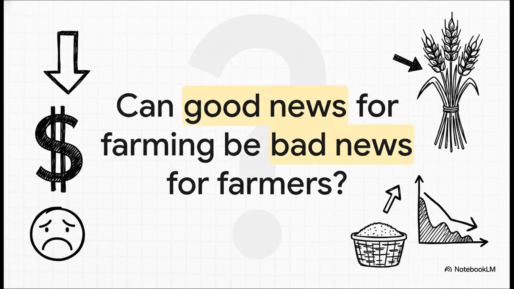So this massive flood of new supply hits an inelastic demand, and what happens? The price completely collapses. The drop in price is so much bigger than the increase in sales that farmers' total revenue actually falls. Good news for the world's food supply becomes bad news for farmers' wallets.